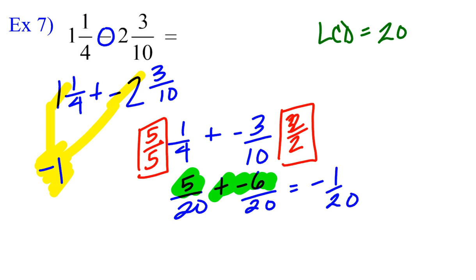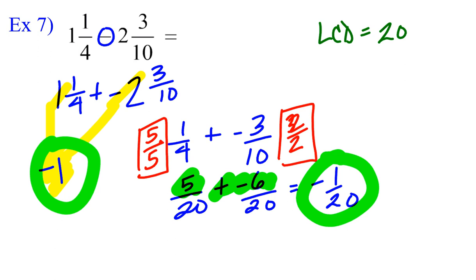So what I'm going to do is take this negative 1 here, and this negative 1/20, and add them together to get my final result. So my final result for here will be negative 1 and 1/20. Hopefully these examples help to explain what to do when you have different denominators and you're working with rational numbers.